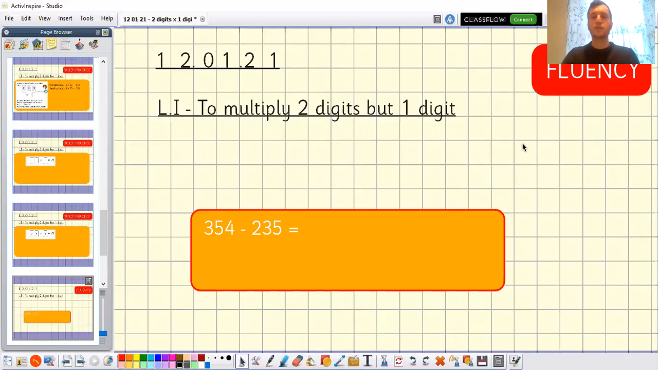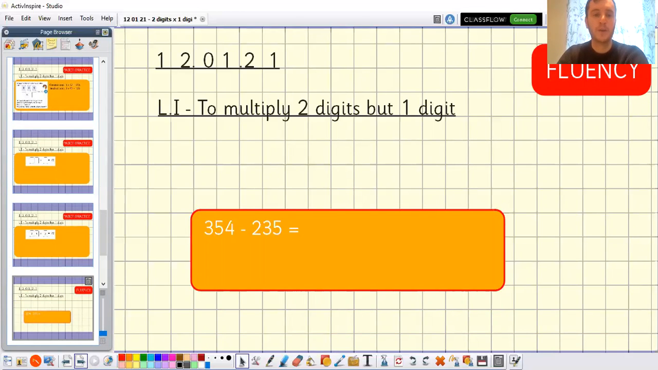Just one last question to finish with. As usual, we're going to finish with our fluency. 354, take away 235. Have a go at solving that one yourself. Pause the video now, have a go, and then we'll go through it in a moment's time.